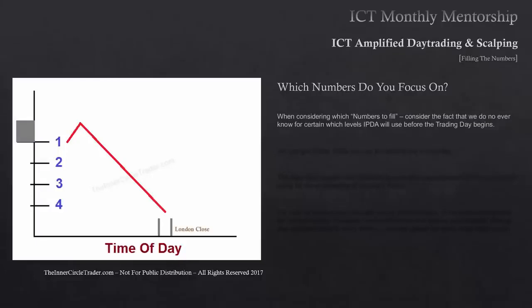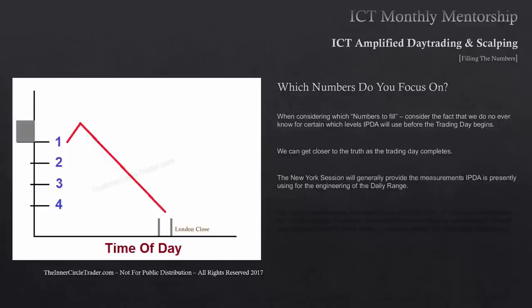when it comes to considering which numbers to fill, you have to consider the fact that we never know. You never know for certain before the day begins what it is going to use to fulfill its daily range. I never know that. But I look at London's trading going into New York. By the time we get to New York, you'll get some greater insight. So we get closer to the truth as the trading day completes. The New York session will generally provide the measurements IPDA is presently using for the engineering of the daily range.